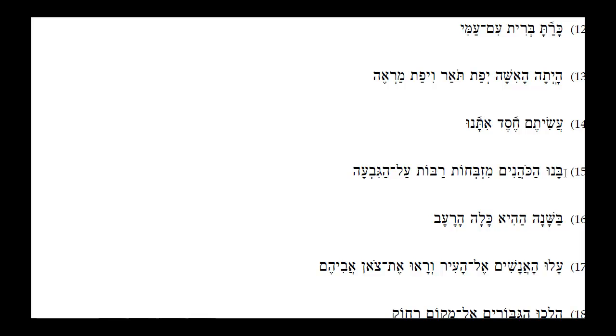Number 15, banu hakohanim mizbechot rabot al hagiv'ah. Banu hakohanim mizbechot rabot al hagiv'ah. Okay, we want to say here the subject is hakohanim, the priests, built altars, many altars upon the hill. Giv'ah is hill.